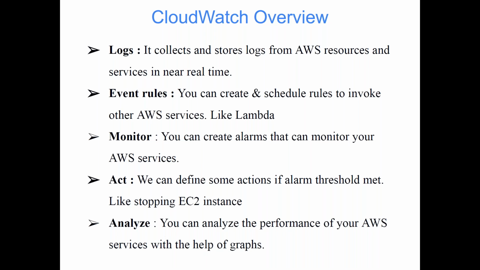Another is monitor. You can create alarms that monitor your AWS services. When we created our first EC2 instance, at the same time we created one alarm which monitors the CPU usage of your EC2 instance. We put a threshold that if the CPU utilization is less than 10% continuously for 15 minutes, then it should stop my EC2 instance. And that's only one example. Not only with EC2, you can do this with many other services.